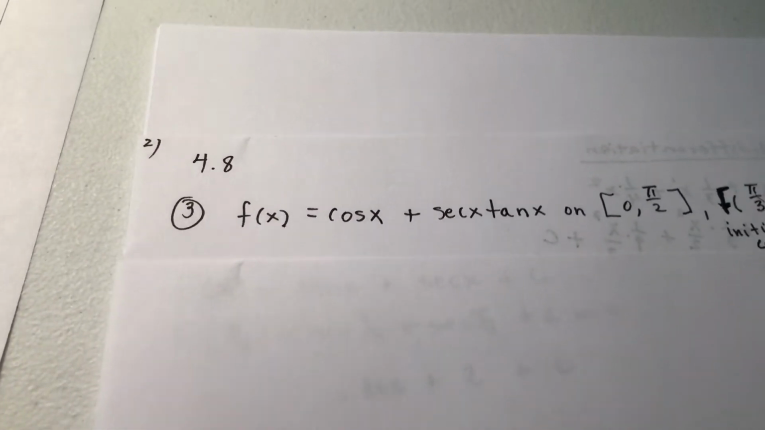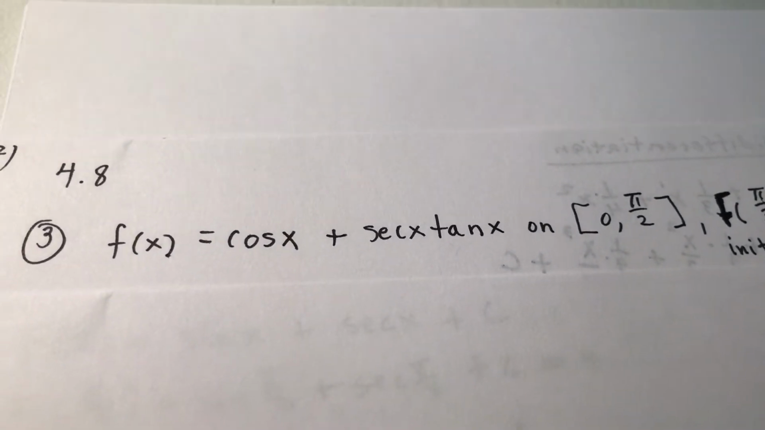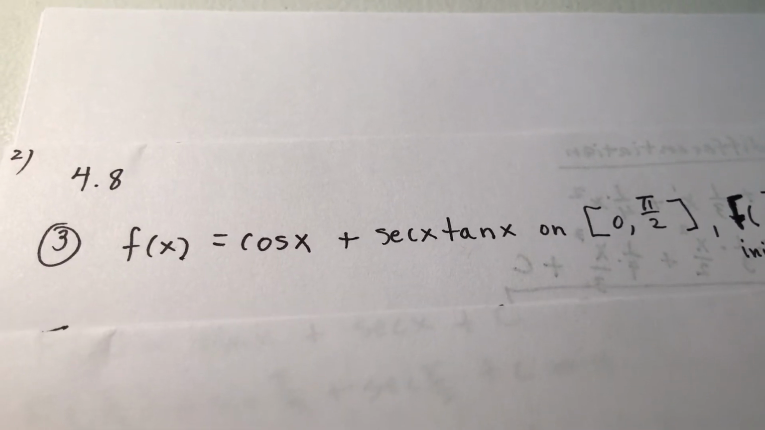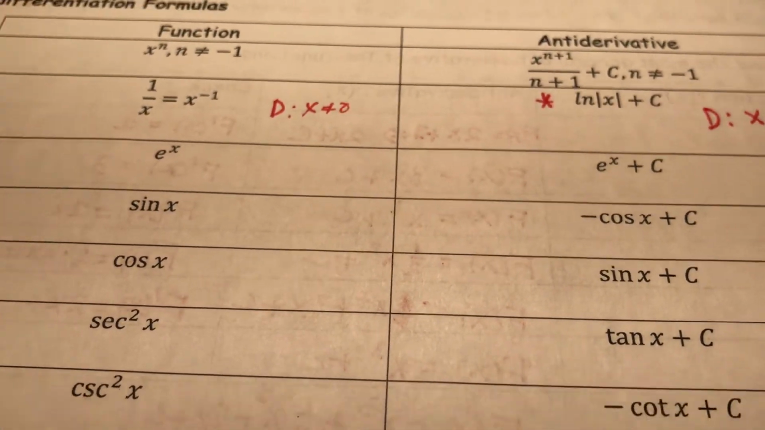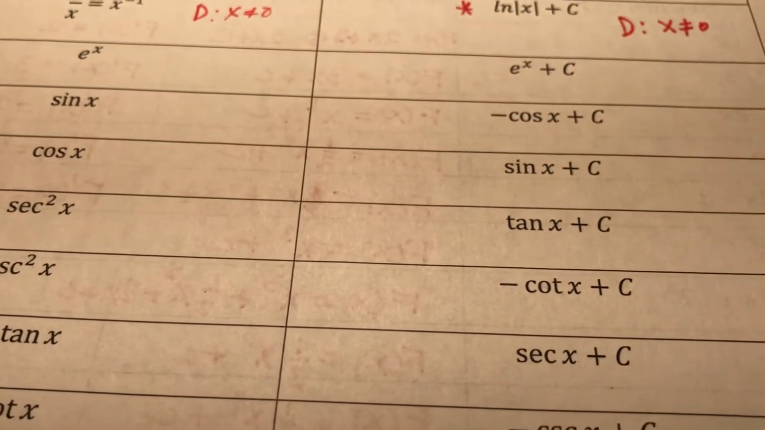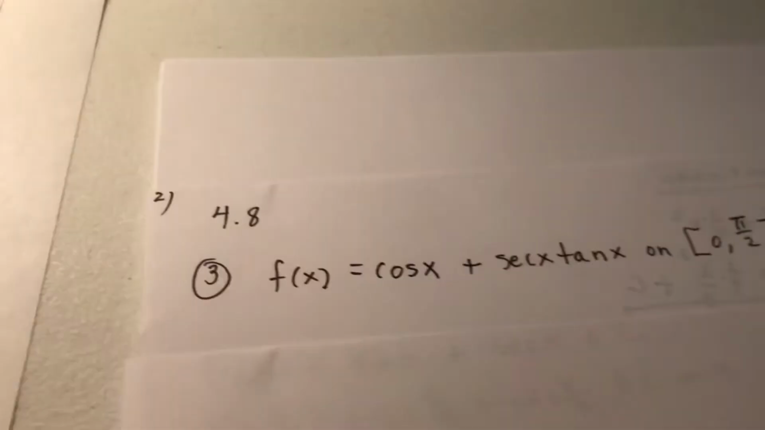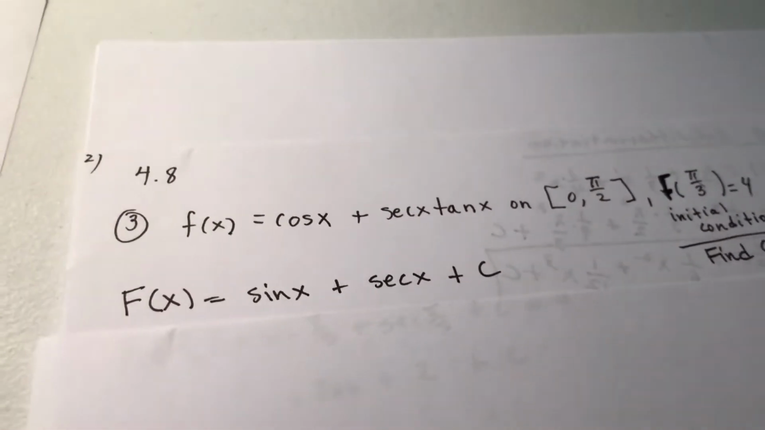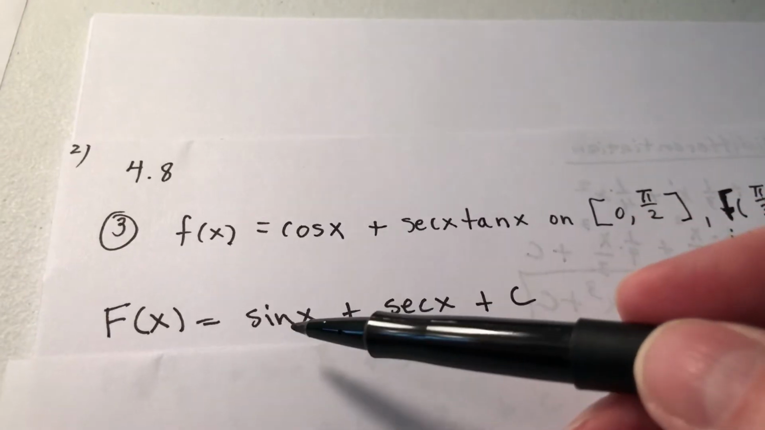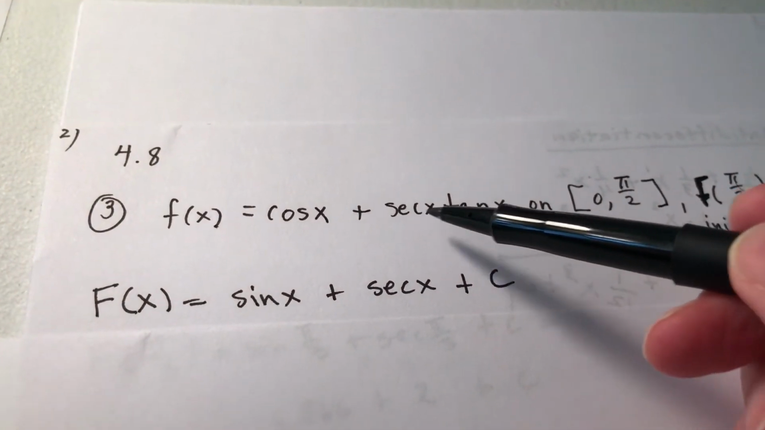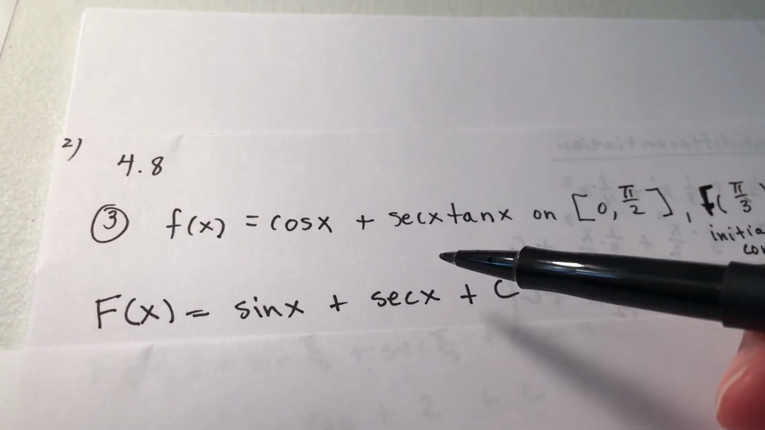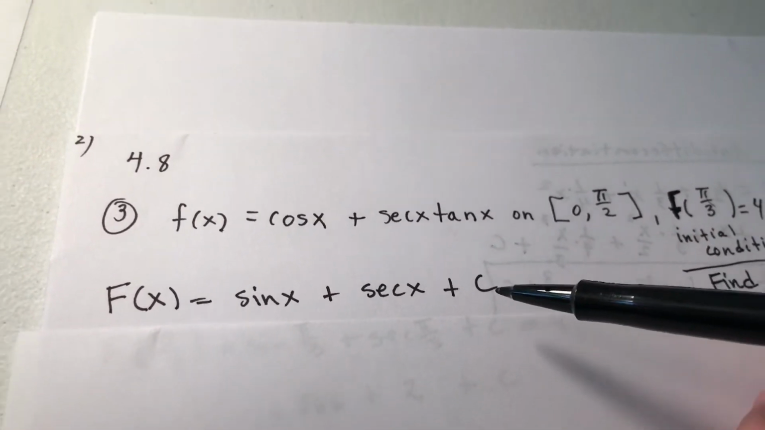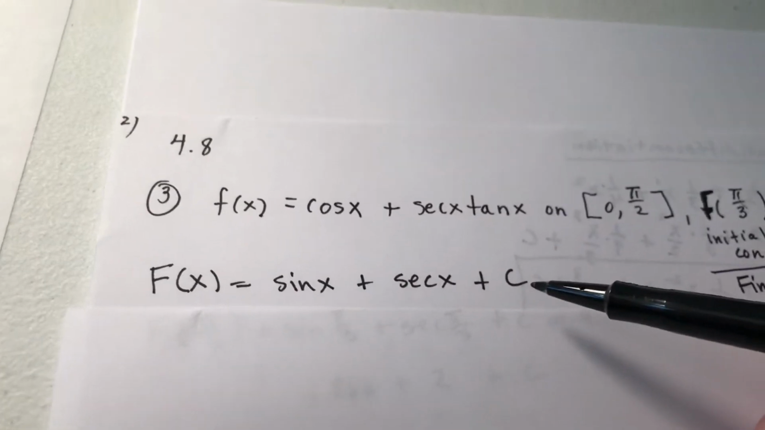So I'm going to find this antiderivative. I'm going to write capital F of x, and you know that the antiderivative of cosine of x is sine x plus c, and secant tangent is secant x plus c. So I'm going to write that down right here. The antiderivative of cosine x is sine x, and the antiderivative of secant x tangent x is secant x. And we don't write plus c because it all gets absorbed into one plus c.